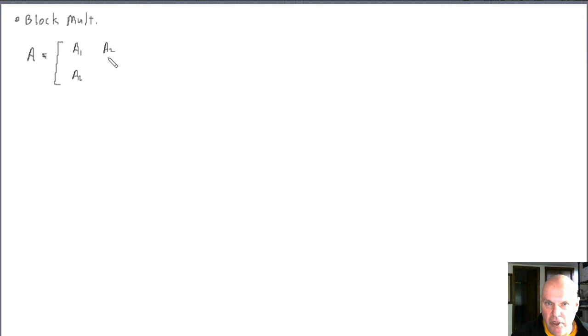A1 and A2 here would have to have the same number of rows. A1 and A2, since they're right above each other, would have, I'm going to call this one A2, this one A3. A1 and A3 would have to have the same number of rows. A1 and A2 would have to have the same number of columns. And A4 would have to have the same number of columns as A3 and the same number of rows as A2. But this can be a somewhat arbitrary partitioning of the matrix. Here I'm showing a 2 by 2 partitioning, but it could be of any dimension. It could be a 2 by 3 or 3 by 4, whatever.